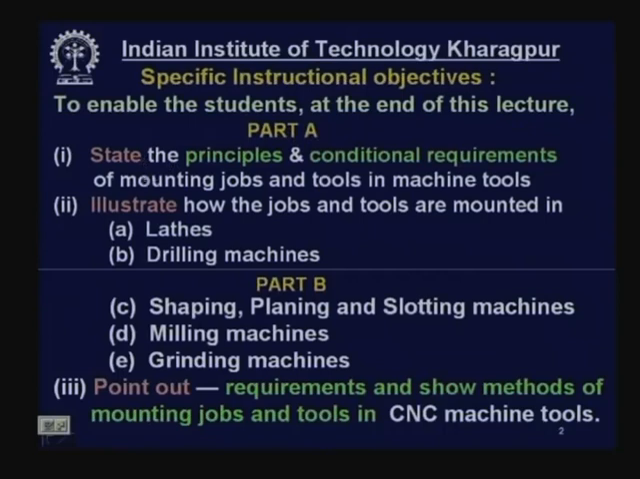Now, state the principles and conditional requirements of mounting jobs and tools in machine tools. These conditions have to be fulfilled to get good performance from the machining system. This lecture will also enable you to illustrate how the jobs and tools are mounted in different machine tools like lathes and drilling machines. Up to lathes and drilling machines will be covered in this lecture. In the next lecture, part B will cover shaping, planing and slotting machines, like reciprocating machines, milling machines and grinding machines. Then next day it will also cover, point out requirements and show methods of mounting jobs and tools.